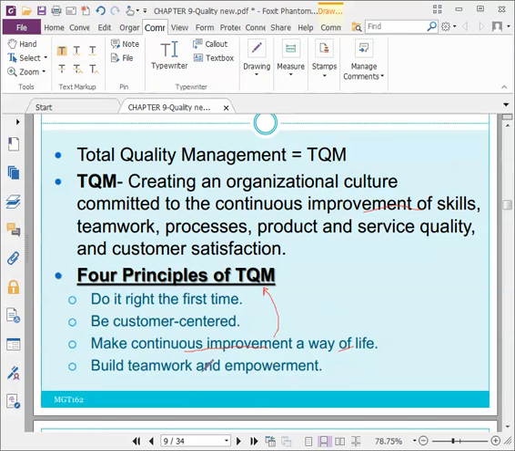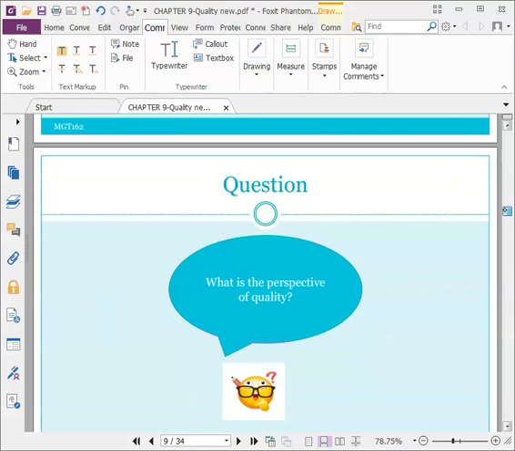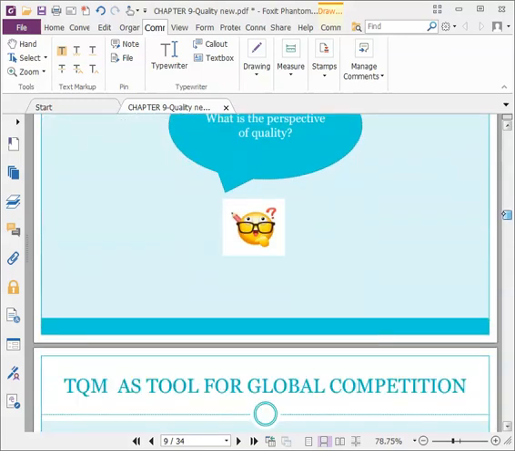Okay. So then build teamwork and empowerment. As I said earlier, TQM is also related to the building of teamwork. Without teamwork, it is difficult for the organization to achieve its goals and succeed in the business. This is very important in management. So that is why TQM includes teamwork building and empowerment. The skill of the person, the employees inside the company, is very important in order to achieve total quality management. So that is a very important principle of TQM.